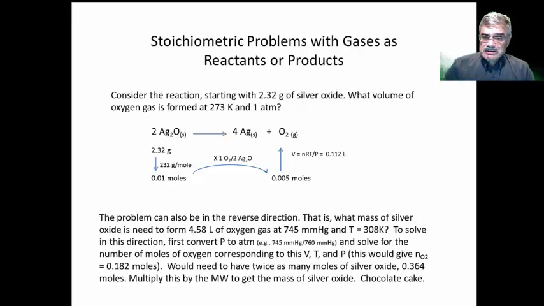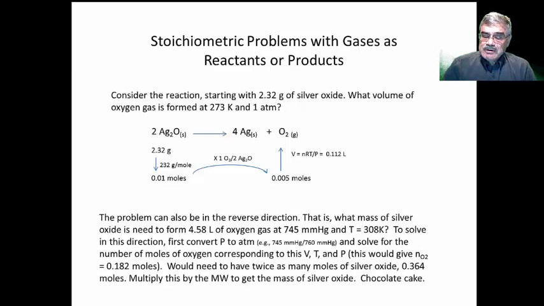Now, this problem can also be solved in reverse. So we can be asked, for example, what mass of silver oxide is needed to produce 4.58 liters of oxygen gas as a product. Let's say for some reason we want to produce that many liters of oxygen gas. At what temperature and what pressure, you ask? Well, in this problem, what if they say at a pressure of 745 millimeters of mercury and at a temperature of 308 degrees Kelvin? Oh, that means it's not 273, but it's 308. I can still handle that.